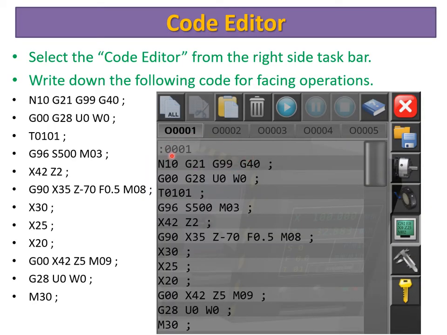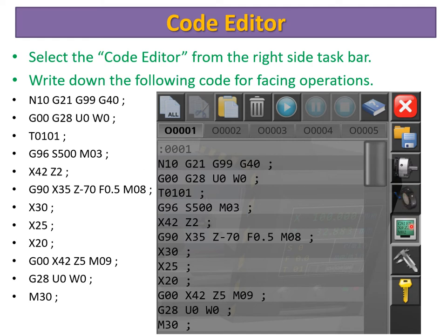Now before starting the coding, I will summarize what we have done up till now. First, we have opened the CNC simulator. Then we have opened a new project. Then from here, we have set the workpiece parameters, this option. Then from here, we have selected the tool. I think I missed this highlighting option in the previous slide. So this is the third option for selecting the tool.